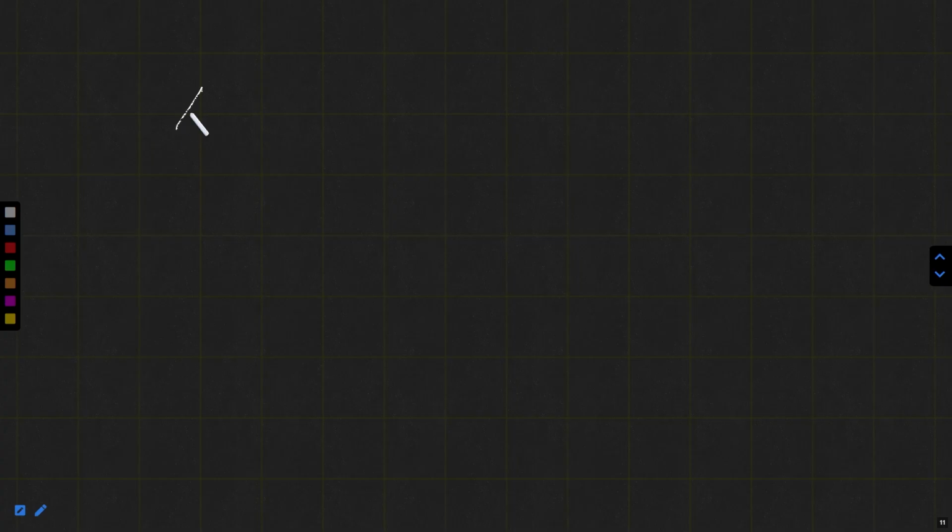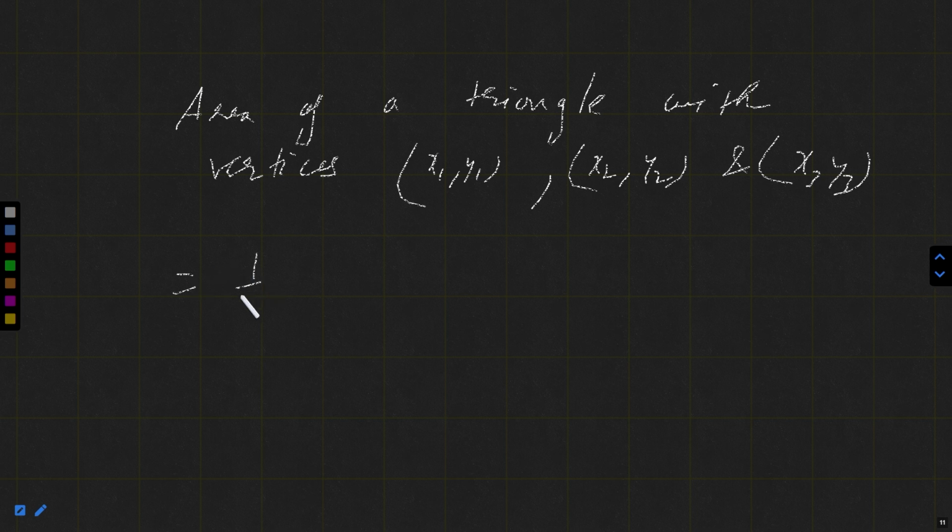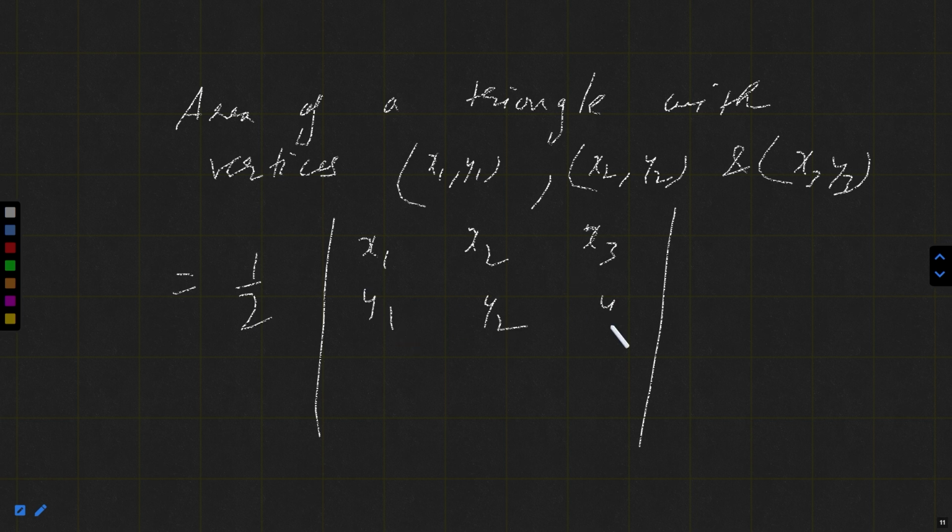So you must know that the area of a triangle with vertices x1 y1, x2 y2 and x3 y3 will be what? Half of the determinant of x1 x2 x3 y1 y2 y3 1 1 1. Okay, simple. I hope that it is clear to you how we got this.